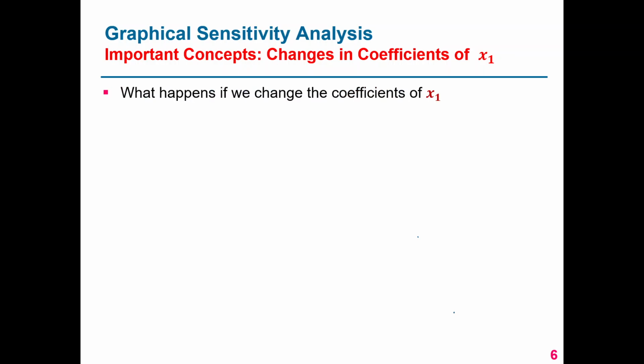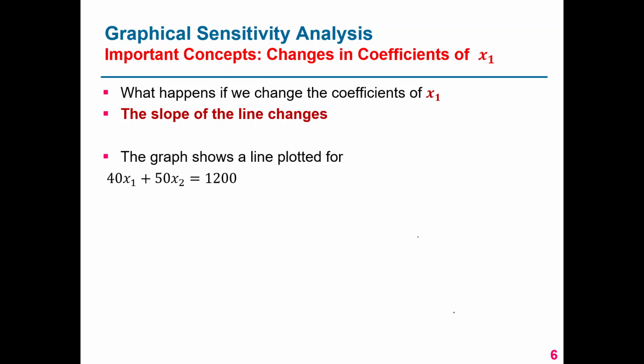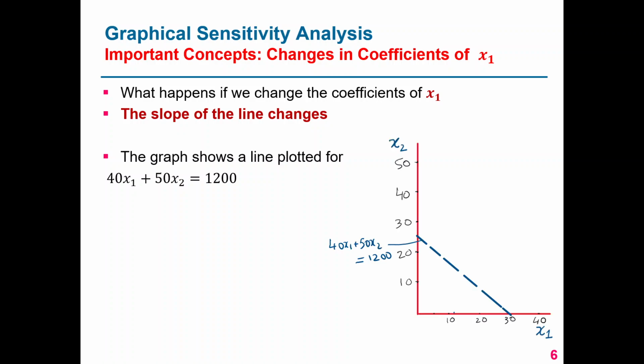In order to understand this, let's see a simple graph of an equation. When the coefficient of x1 or x2 changes, the slope of the line changes. The graph shown here is for a line for 40x1 plus 50x2 equal to 1200. Now, to demonstrate our point, here we are focusing on x1. Whenever we change the coefficient of x1, it will change the slope of our line.